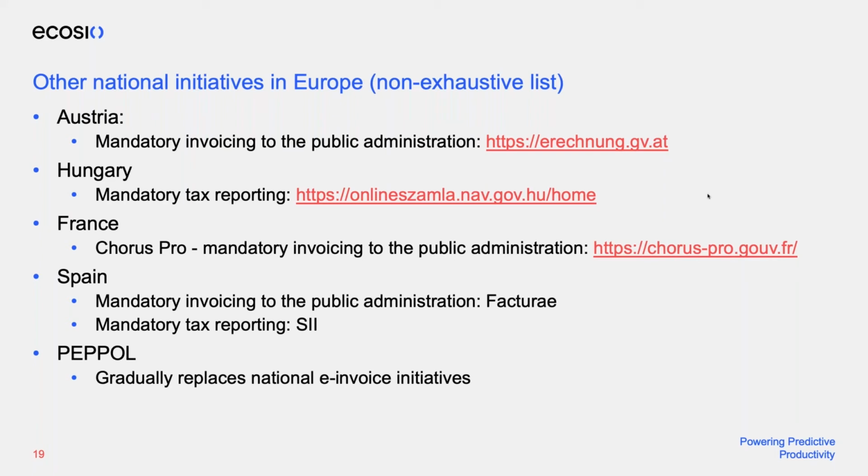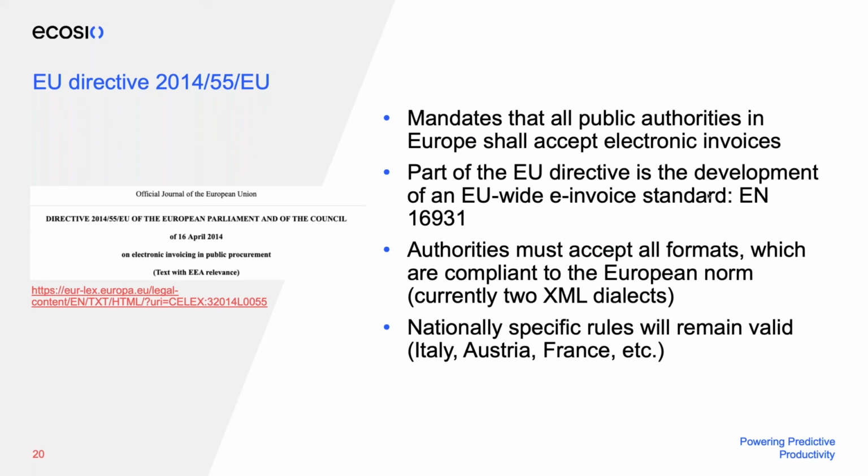Interestingly, also the European Union has released a directive. So an EU directive typically has to be transferred to national legislation, and that EU directive 2014/55/EU mandates that all public authorities in the EU shall accept electronic invoices. As part of that EU directive, also a new EU-wide e-invoice standard will be developed. Actually, that standard has already been developed. We call it the European norm 16931. And all authorities in Europe must accept all formats which comply to that European norm.